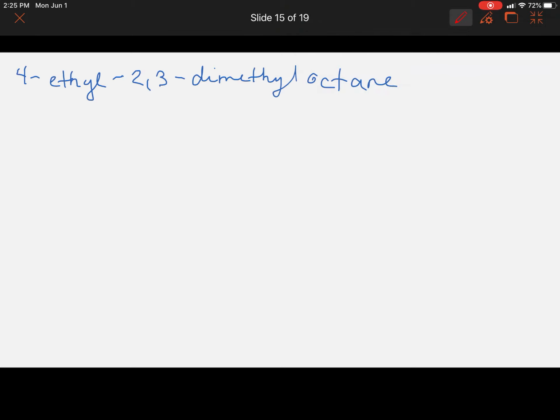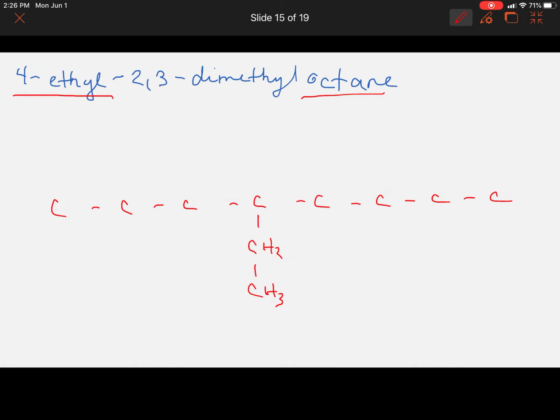Okay, so looking at this, again, you're going to look at your octane, your parent chain first. 8 carbons in a row: 1, 2, 3, 4, 5, 6, 7, 8. Now that I've done that, I can start adding my radicals in. So on the 4th carbon, I'm going to do an ethyl group. So 1, 2, 3, 4. An ethyl group is 2 carbons in a row, right? So C and C. So I'm going to call those CH2 and CH3.